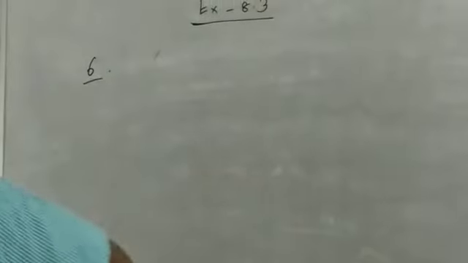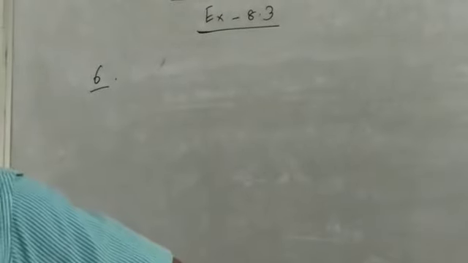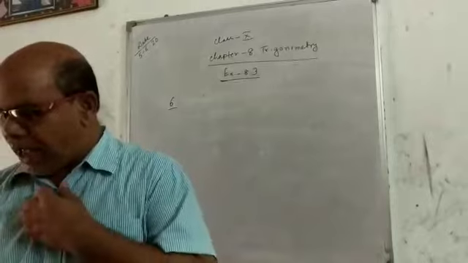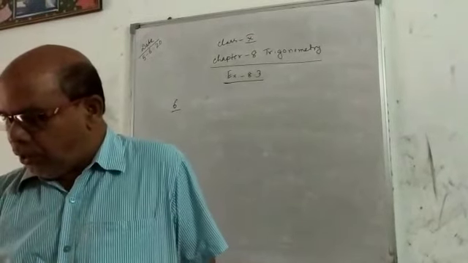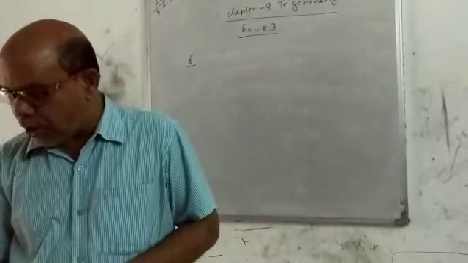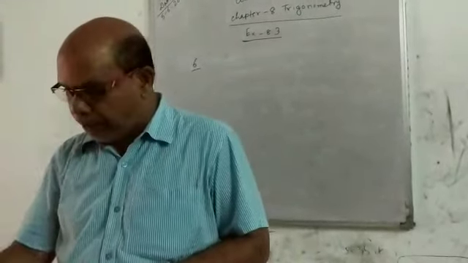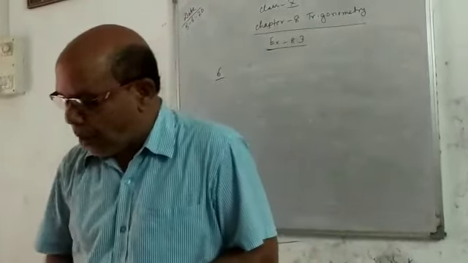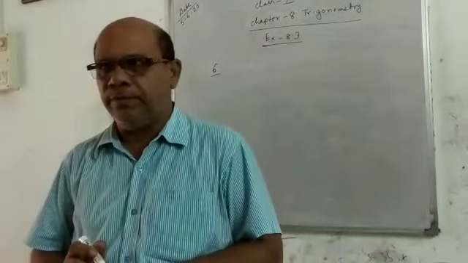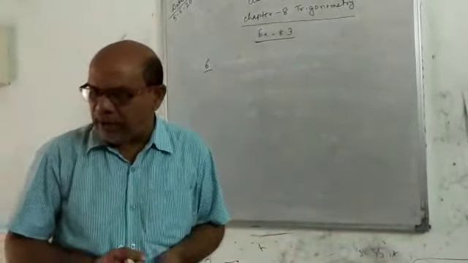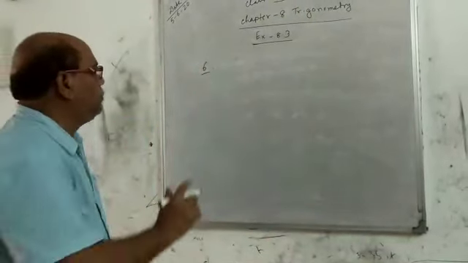Number 6. Here it is given that if A, B, C are the interior angles of a triangle ABC, then show that sin of (B plus C) by 2 is equal to cos A by 2. Here A, B, C are the interior angles of a triangle. We have to prove sin (B plus C) by 2 equals cos A by 2. This problem we can solve by different methods also. Now you see, one easy method we can prove it.